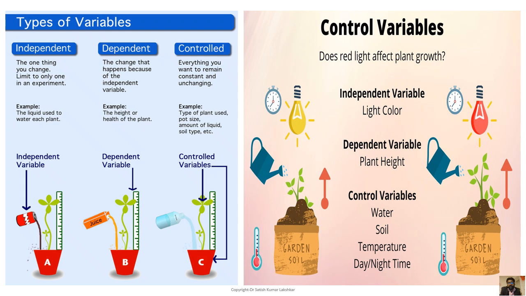We want to study the impact of the color on the height of the plant. But the role of the control variable would be played by the soil, the water, the temperature, and the day and night time also, meaning what time we are giving light to the plant. These different factors are the variables which may control the height of the plant. So in this slide, we talked about the relationship of the independent variable, dependent variable, and different control variables.